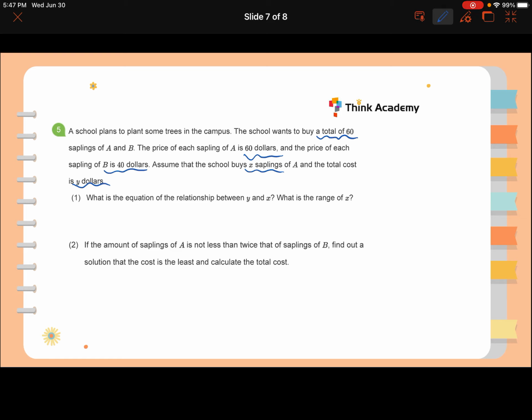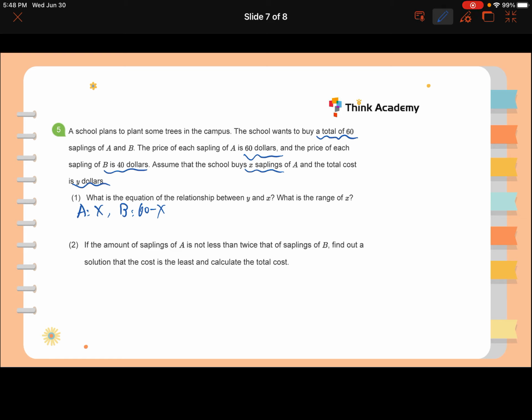Let's first look at the first part of the question. What's the equation of the relationship between Y and X? Now suppose the school buys X saplings of A, and we know the total number of saplings is 60. Then what's the number of saplings of B? So we know A is X, and the total number is 60. So B is just 60 minus X, right? Now we have the number of saplings of each kind. We can find the total cost.